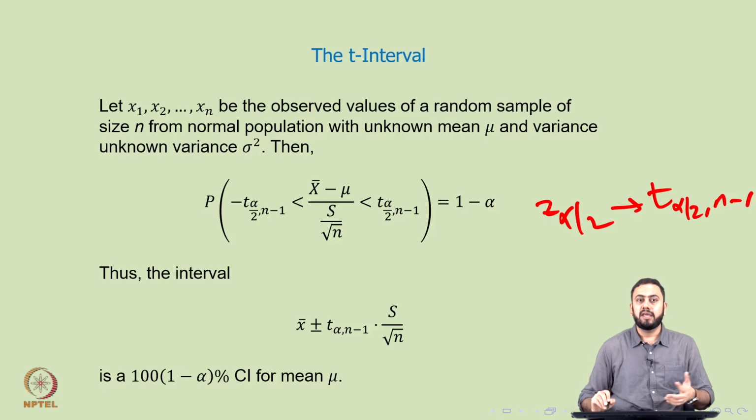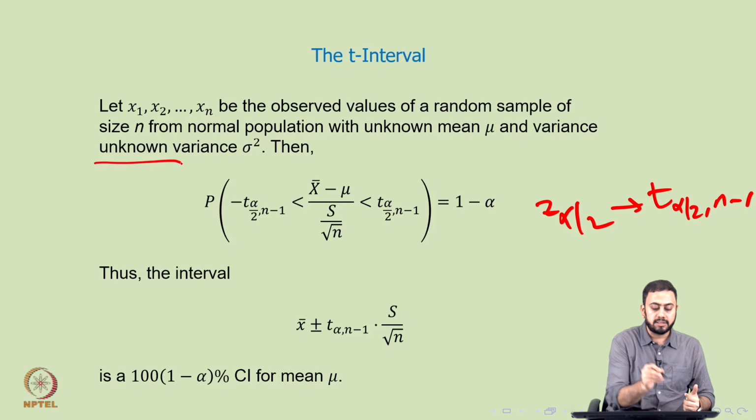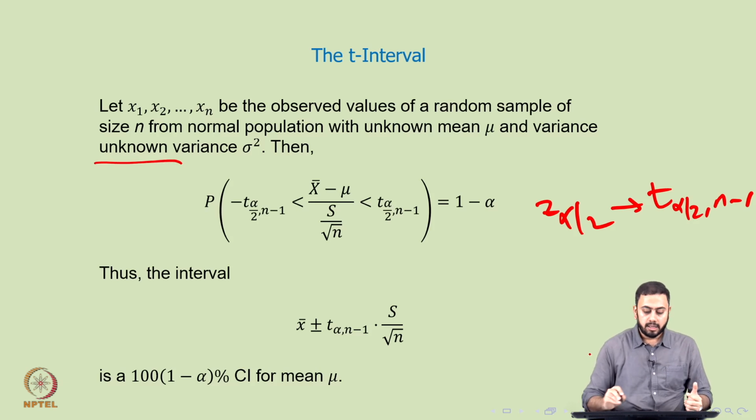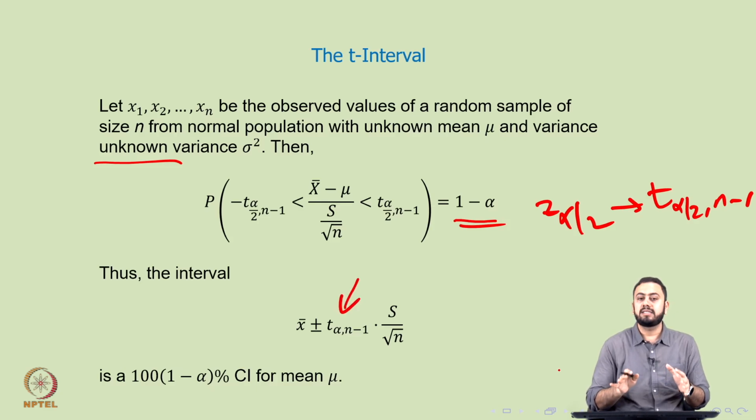Okay. So if x1, x2 up to xn are the observed values of a random sample of size n from a normal population with unknown mean mu and unknown variance sigma square, so the unknown part is important, then again we have the standardized quantity in the middle, and I can have t critical values as a lower bound and upper bound, and this entire probability happens to be 1 minus alpha. Thus, the final interval becomes what? So x bar plus and minus a t critical value into s by root n. This would be the 100 into 1 minus alpha percent CI for mean mu.